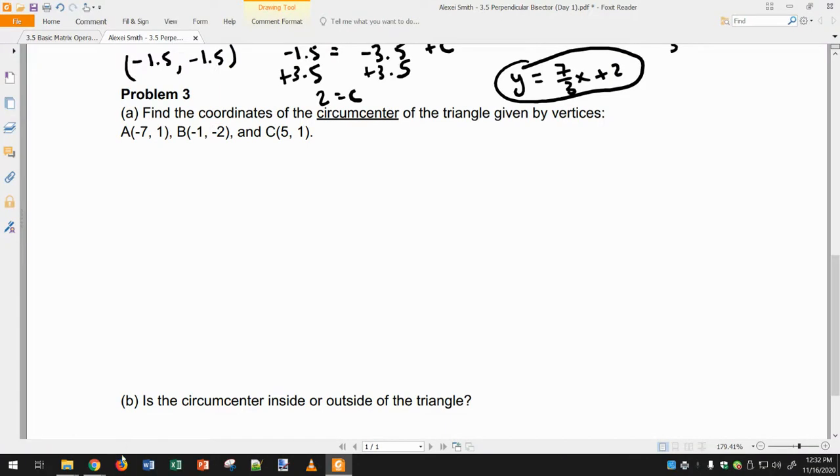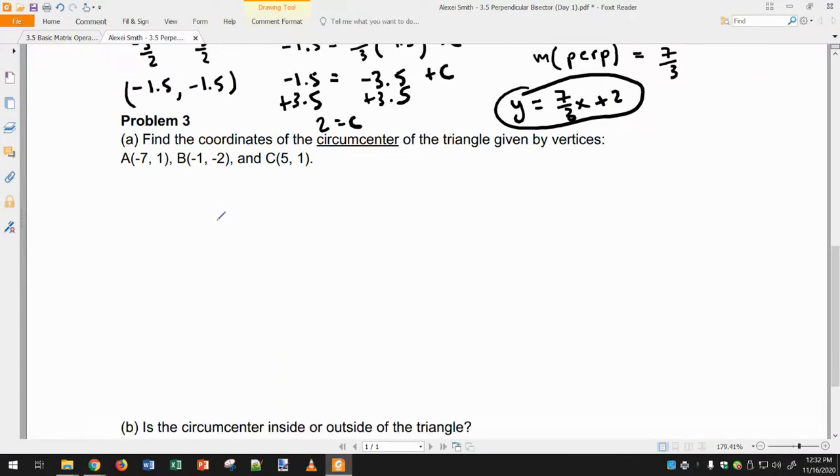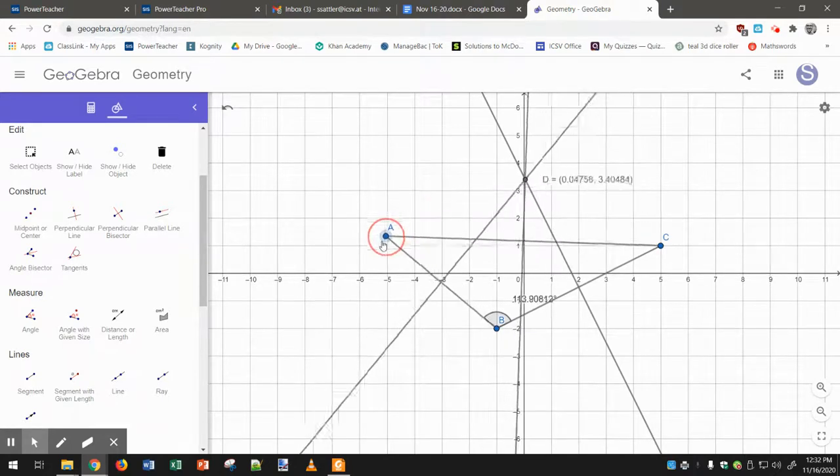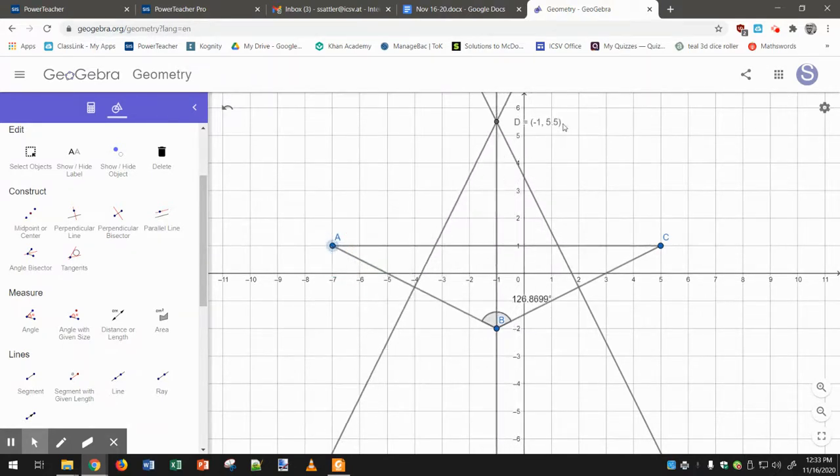Okay. So I'm not going to go through the actual equations for that one, but you can just know your answer should have been, now I forget, negative 1 and 5.5.